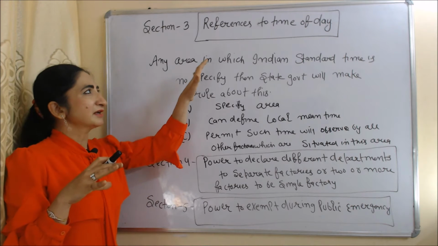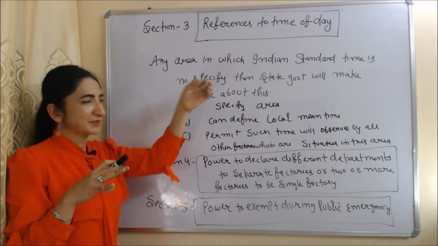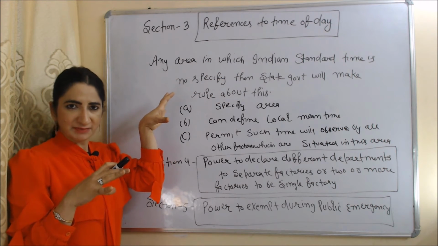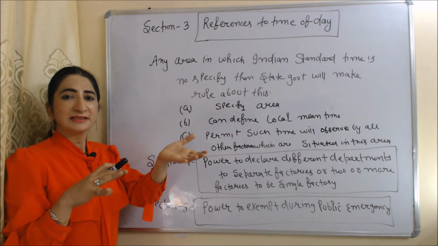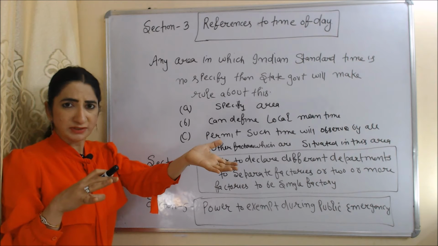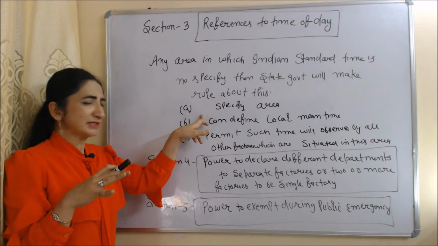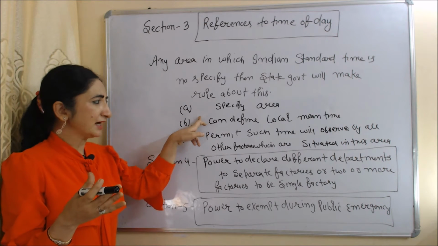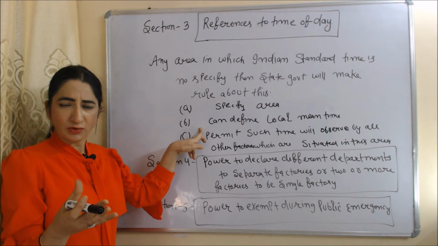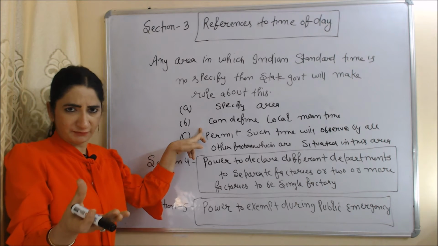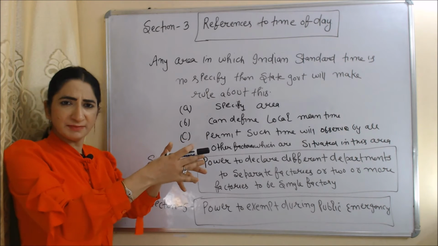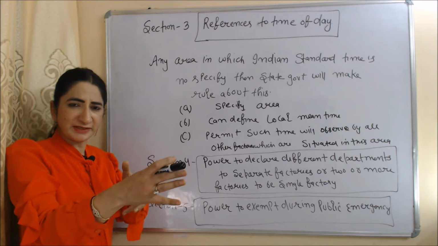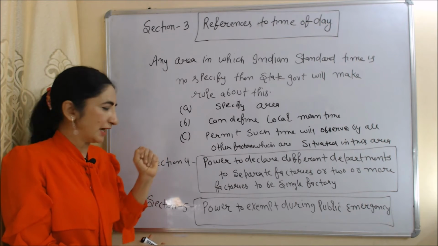Section 3, references to time of day. This section basically tells about any area in which Indian standard time is not specified, then the state government will make rules about this. For example, the state government can specify any area. The state government can define local mean time which will be followed, and the state government also permits such time to be followed by all other factories which are situated in this area.